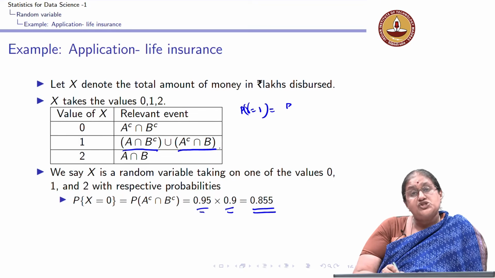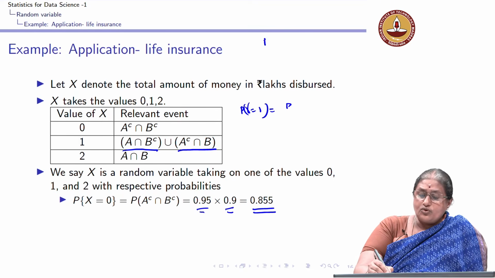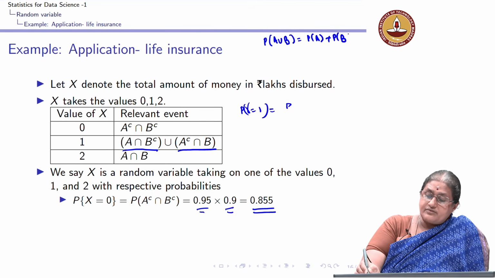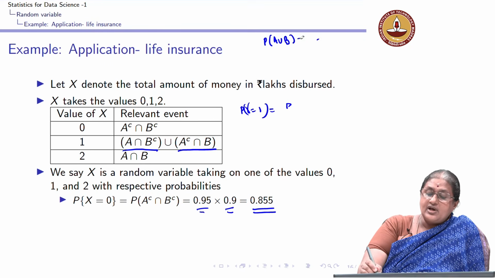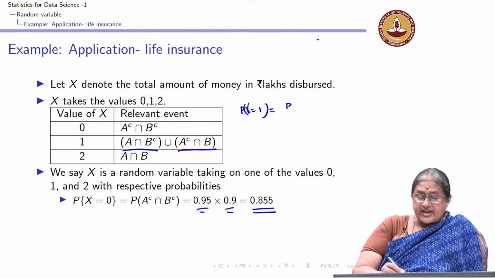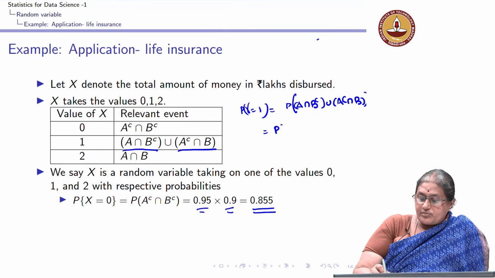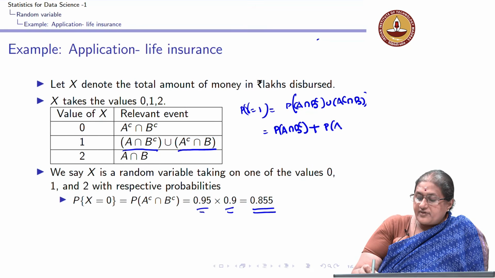We can check that these two are disjoint sets, and we know for any two disjoint sets, probability of A union B is probability of A plus probability of B. This is my addition rule for disjoint sets. I can use that. I know probability x equal to 1 is probability of A intersection B complement union A complement intersection B, which is probability of A intersection B complement plus probability of A complement intersection B.